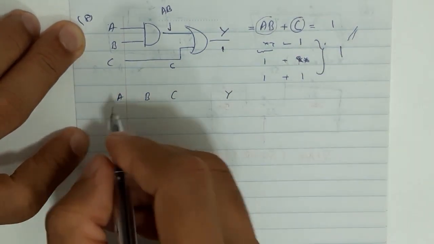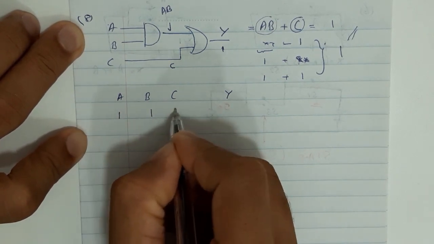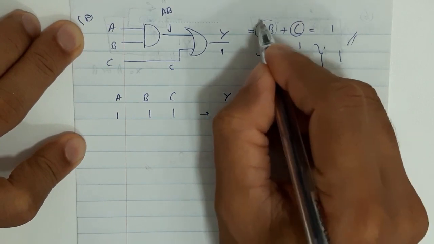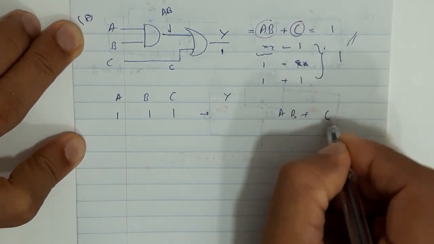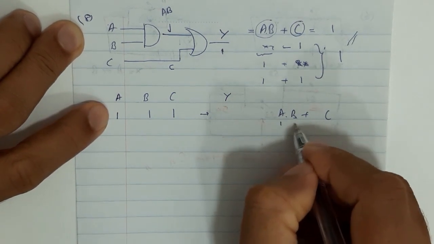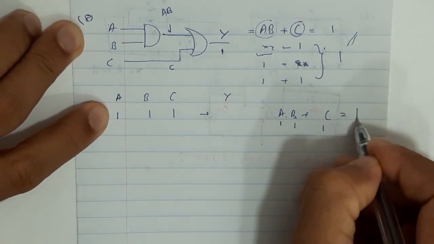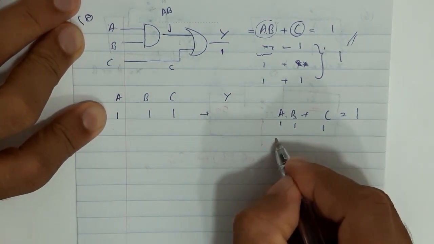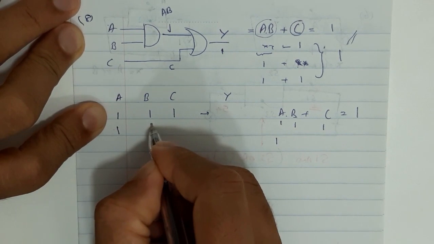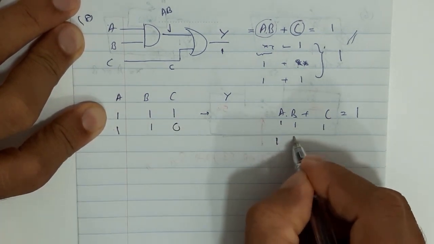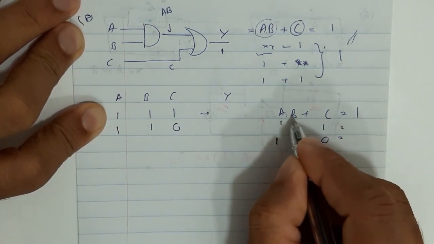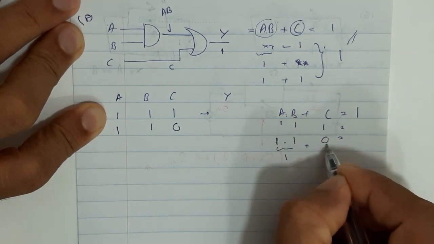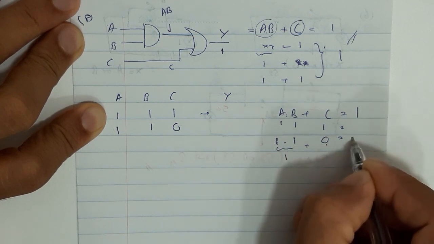Now the given combinations. The first combination is A is 1, B is 1, C is 1. All are 1. A is 1, B is 1, then C is 1. Definitely output is 1. The next combination is given as A is 1, B is 1, C is 0. Then this part, A dot B, means 1 dot 1 becomes 1, plus 0. We don't care about this. Since this is 1, the final output is 1.